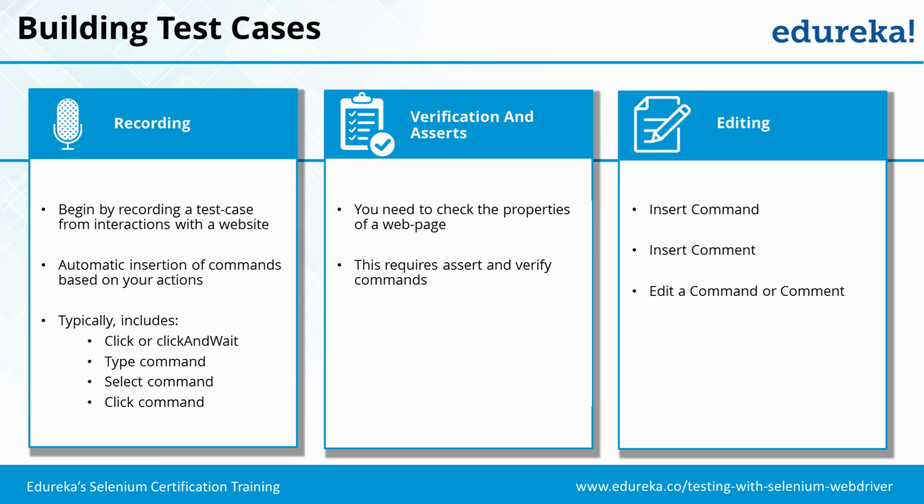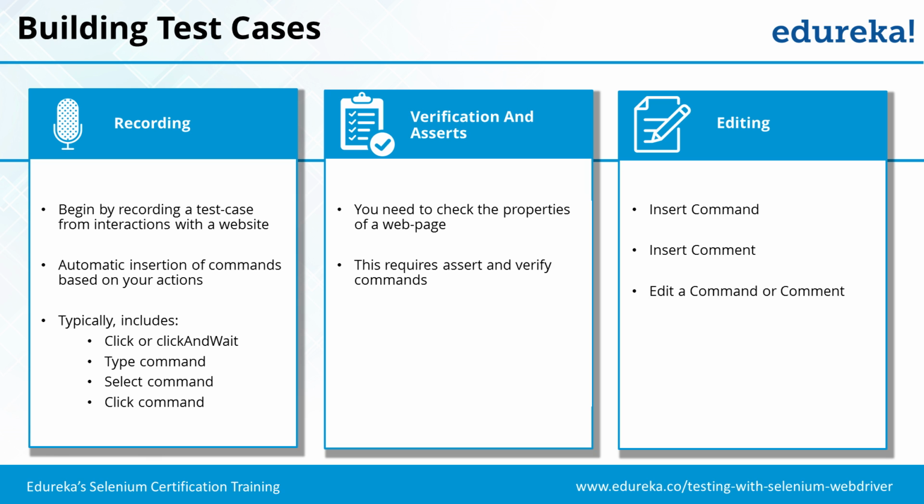Typically includes click or click and wait. So basically a command. Type command, used to enter text from your script to your application. Select command, this is used to select a particular element. Then click command, it will perform a click operation just like a user would have done.